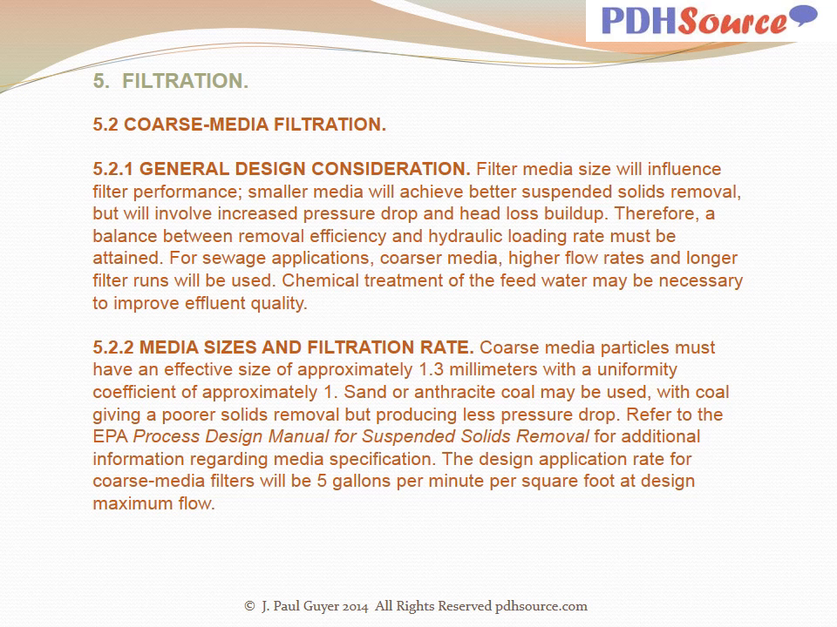Coarse media particles must have an effective size of approximately 1.3 millimeters with a uniformity coefficient of approximately 1. Sand or anthracite coal may be used, with coal giving a poorer solids removal but producing less pressure drop. Refer to the EPA Process Design Manual for Suspended Solids Removal for additional information regarding media specifications. The design application rate for coarse media filters will be typically 5 gallons per minute per square foot at design maximum flow.